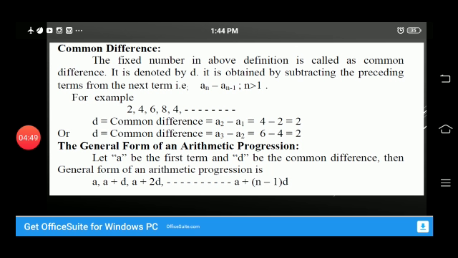The general form of an arithmetic progression: let A be the first term and D be the common difference, then the general form is A, A plus D, A plus 2D, and so on up to A plus (n minus 1) times D. Look, in the first term there is no D, in the second term it is 1D, in the third term it is 2Ds, and so on. In the nth term, what will we do? The third term has 2Ds, which is 1 less than the term number, so in the nth term the multiple of D would be n minus 1.